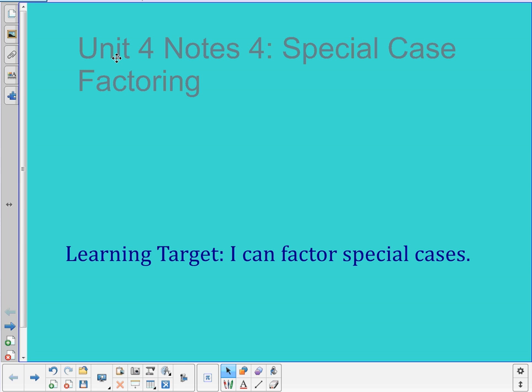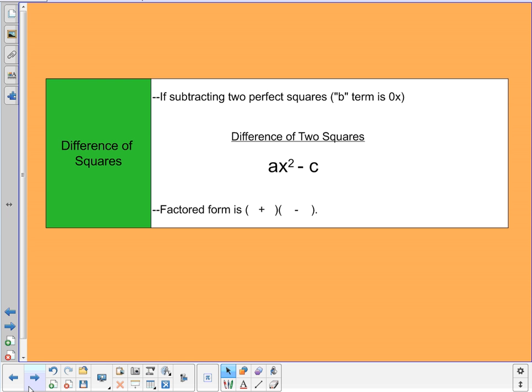Special case factoring. I can factor special cases is what we're looking at today. So we've been talking about factoring for at least a week now, and today we're going to be looking at some cases that look a little different than the standard trinomials that we see most often, and talk about what we do with that.